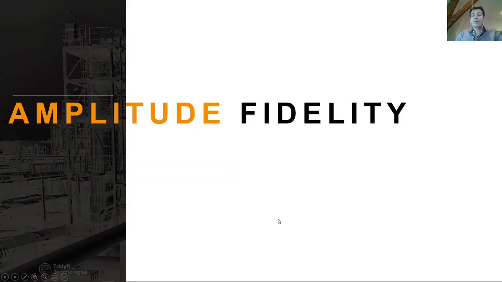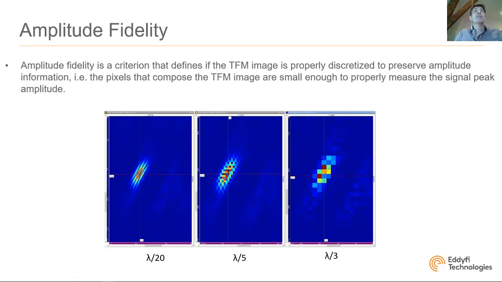So what is Amplitude Fidelity? Amplitude Fidelity is a criterion that defines if you have discretized your TFM image properly. Meaning, are your pixels small enough to be able to capture the peak amplitude, the maximum peak amplitude?